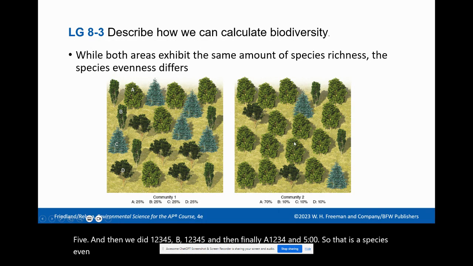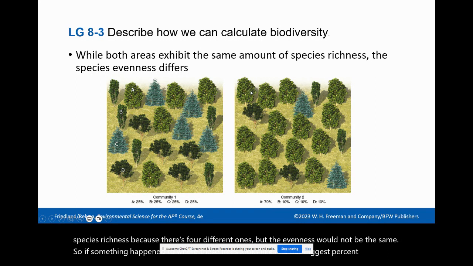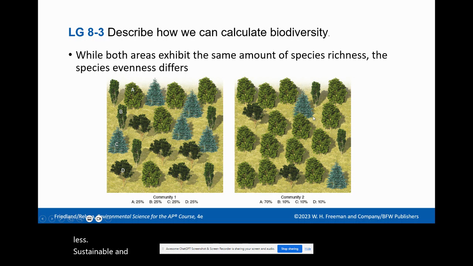And then this would be an uneven species, but they would still have the same species richness because there's 4 different ones, but the evenness would not be the same. So if something happened to where these trees, looks like A is our biggest percent, had some sort of parasite that only infected these trees, then our ecosystem here would be less sustainable and probably susceptible to being taken out or collapsing.